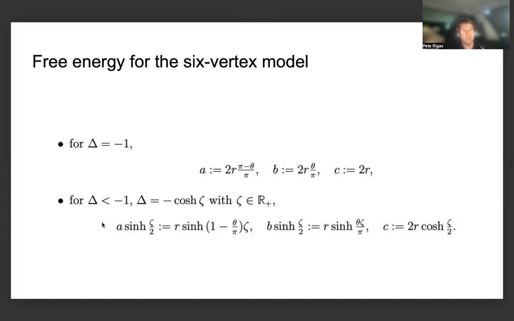And then finally, for the last region, for delta, the disorder parameter, being strictly less than minus one, given a similar introduction of a parametrization with hyperbolic cosine, they establish the existence of equality between the three isotropic weights of the six vertex model, like what was given in the first case, with the exception that there's a hyperbolic sine appearing and a hyperbolic cosine appearing instead of just sine and cosine.